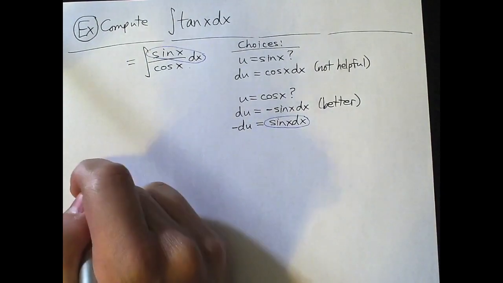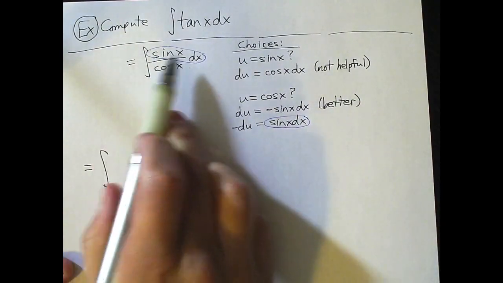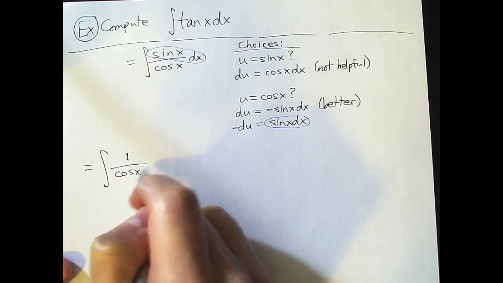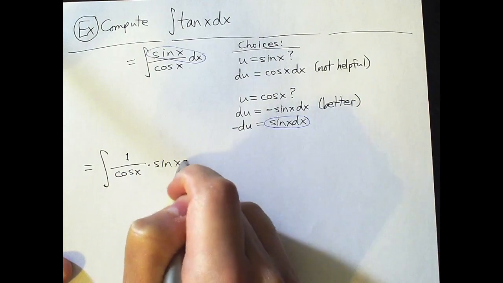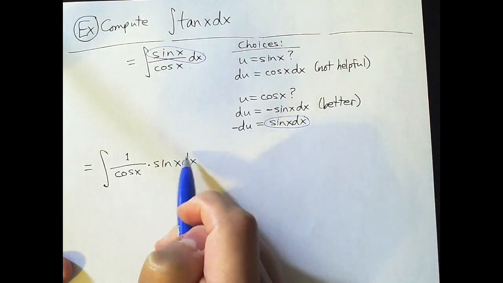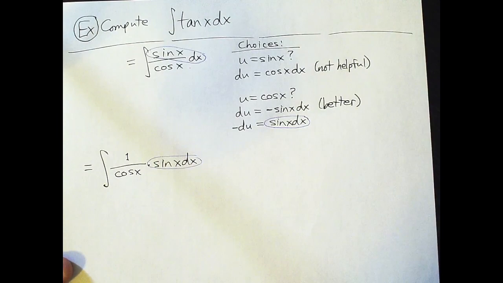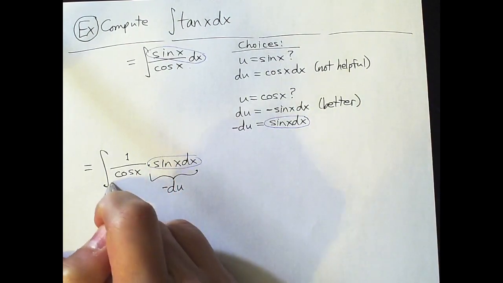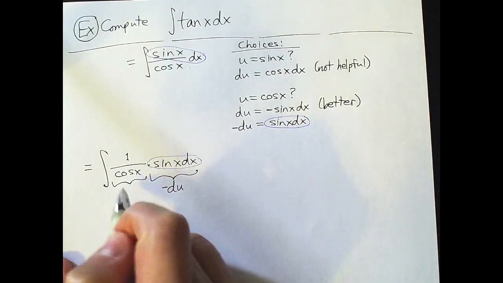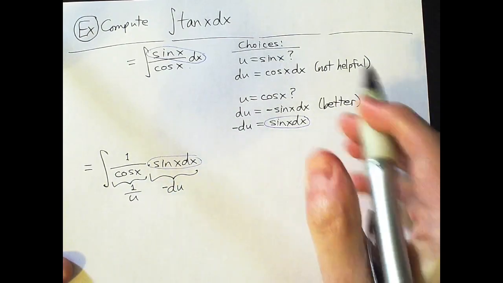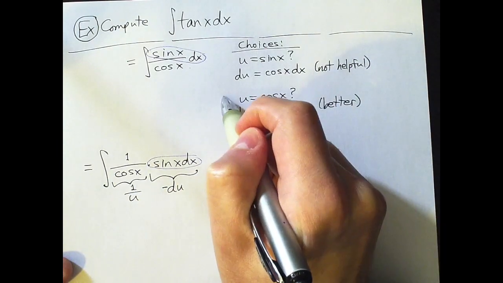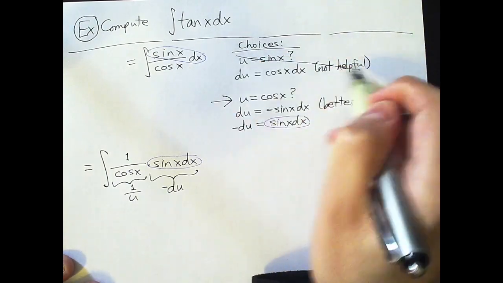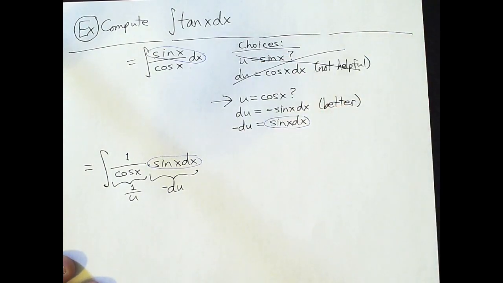Let's see. I'm thinking of the problem as the sine x dx being one part, so let's rewrite it as 1 over cosine x times sine x dx. That's the part that I wanted to replace with negative du. And then what's the rest of it? 1 over cosine x is 1 over u, because we used this. We wound up not using the other one, so you could even cross it out.